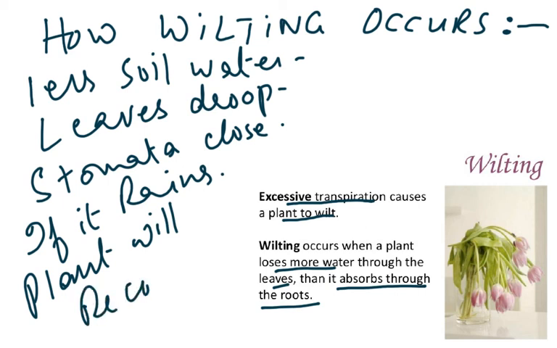So, this is in a way sort of saving the plant for a short period of time. But if, of course, the water loss keeps on continuing and there is no rain, then the plant will eventually die. So we have to know how wilting occurs.